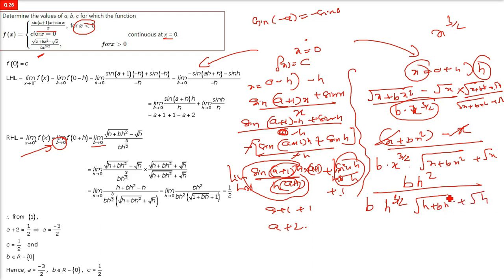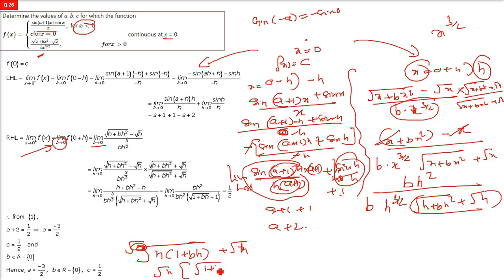Okay. Now in these two under root terms, I am taking under root h outside. So I am taking under root x or under root h, whichever you want. In the h plus bh square, I can take h outside, so 1 plus bh will be there, and under root h. Both you can take under root h outside. So 1 plus bh will remain here, plus, because root h is already taken out, only 1 will remain.